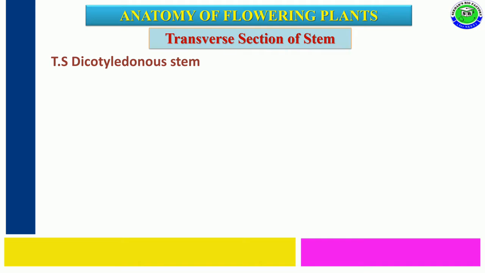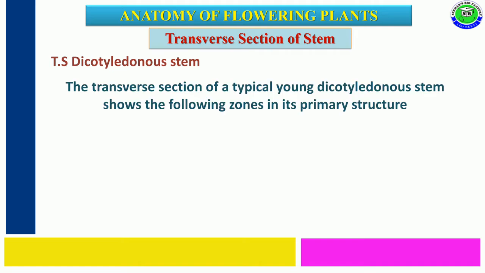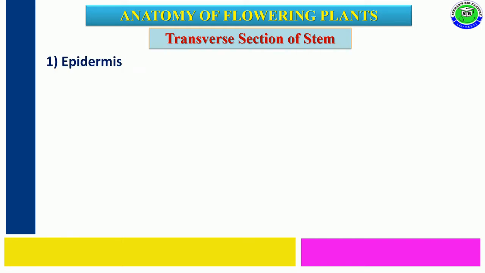In this, the first one is the transverse section of a dicotyledon stem. In the transverse section of a typical young dicotyledon stem, it shows various zones in its primary structure. The first part is the epidermis, the second part is the cortex, and the third part is the stele.